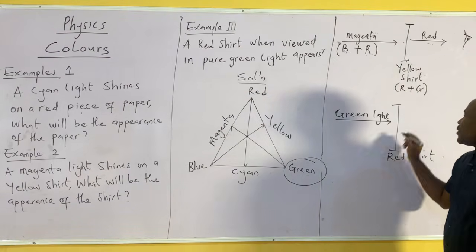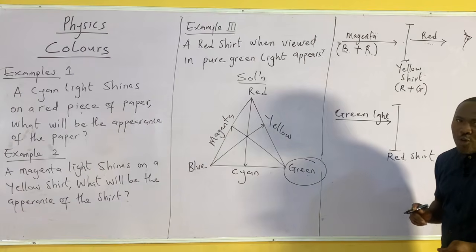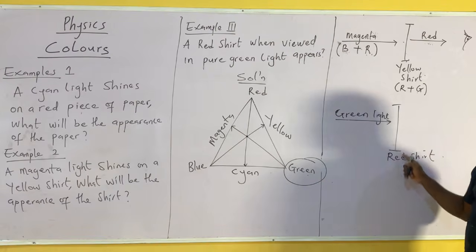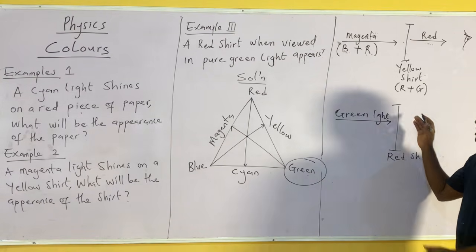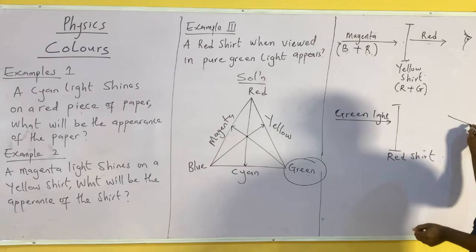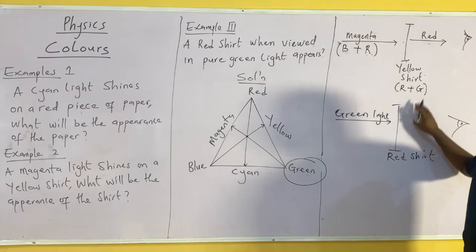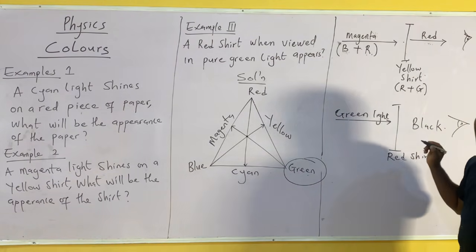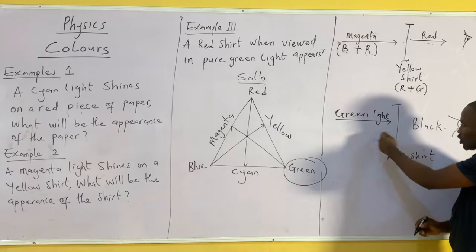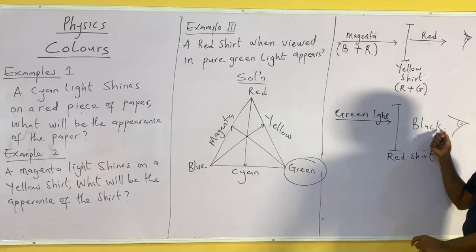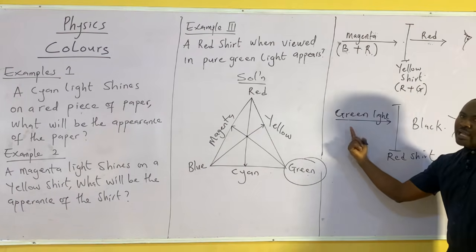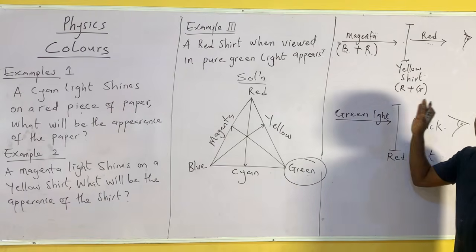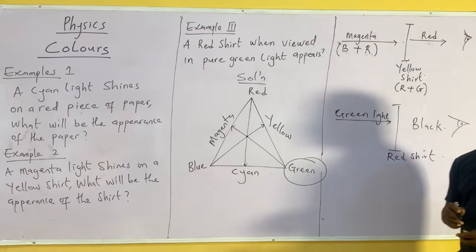Some textbooks will say it will appear as magenta. No, you are not missing the colors. We are trying to say red cannot permit green to pass through. Red will absorb green, so the observer will not see any color. What will the observer now see? It will be just black. So a green light shone on a red shirt will appear black to the observer. Why? Because green cannot pass through red. So it will not reflect red. Instead, it will be stopped by red and the observer will see black.